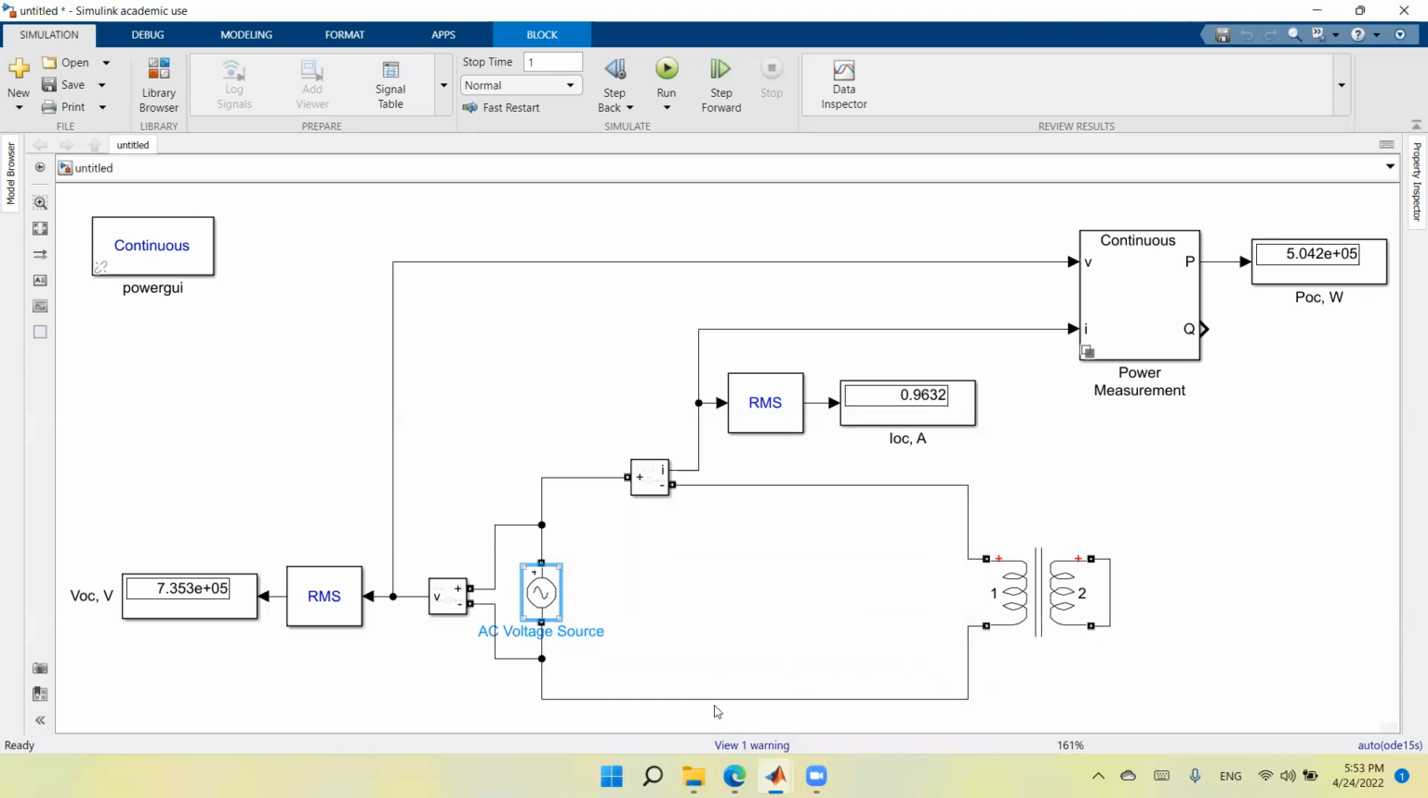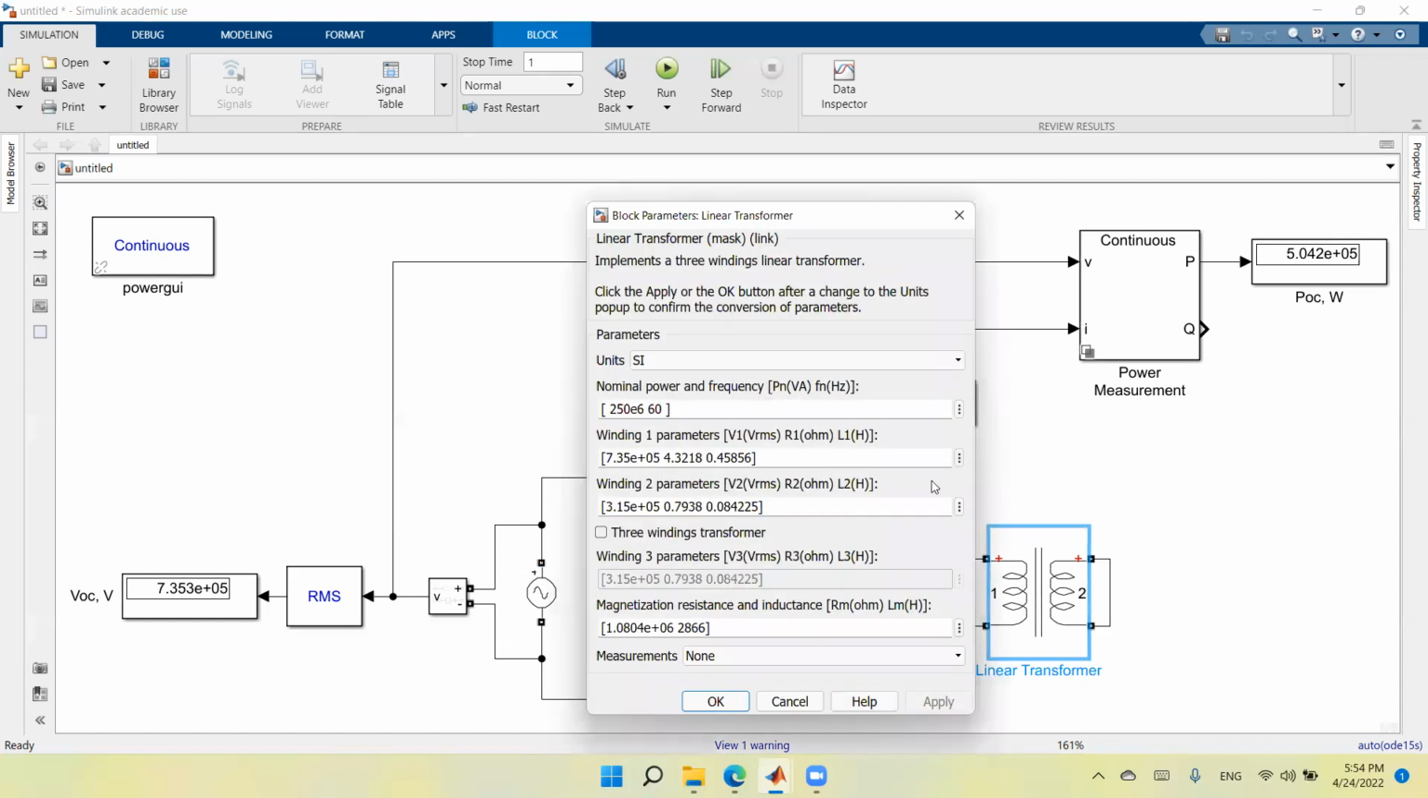By definition, the short circuit test is a test where the secondary side is short circuited and you apply a small voltage so that the current will be the rated current in the circuit. So let's see what the rated current of this transformer will be.